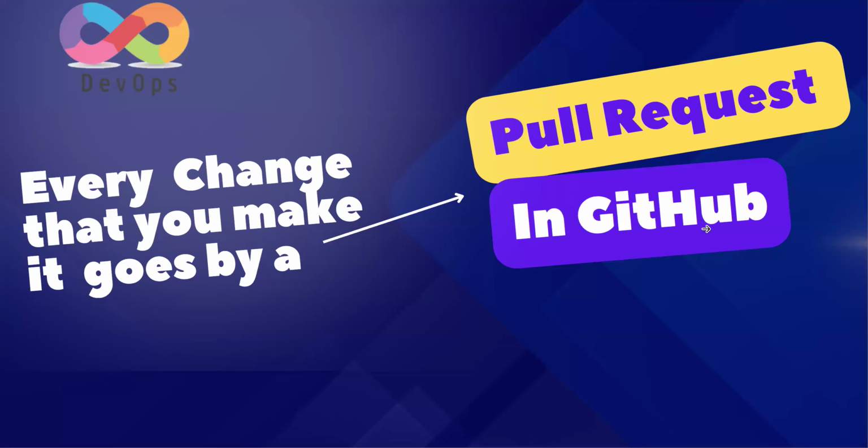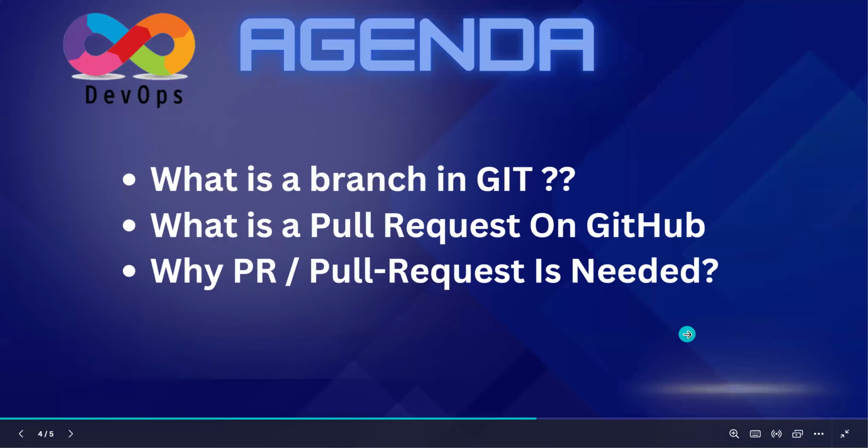So as I mentioned, whatever change you make, even a simple addition or simple removal of a line, everything goes by pull request. Pull request is also referred to as PR. People also refer to it as a PR, pull request, or merge request, anything is the same. But if you are using GitHub, they refer to it as a PR or pull request. This is something we're going to show you in detail today.